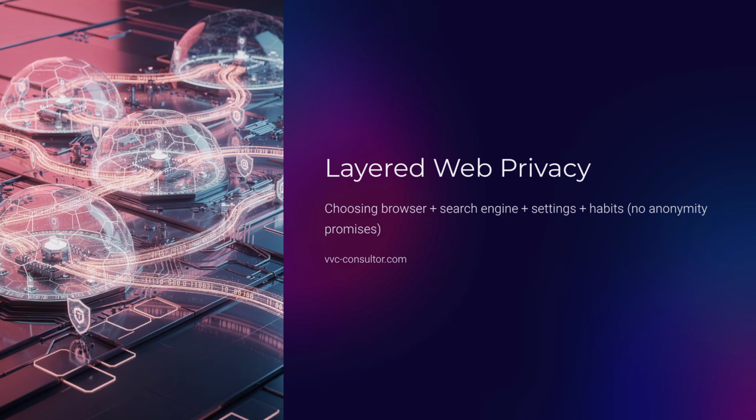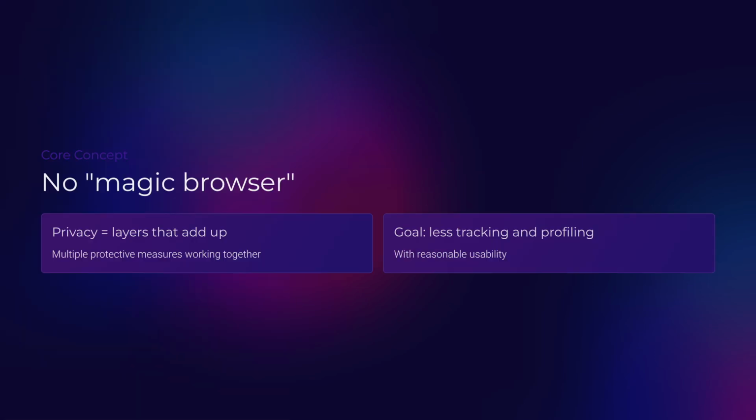This is a practical decision guide. You'll learn: 1. What actually changes when you separate your browser and your search engine. 2. Which tracking vectors matter, and which are distractions. 3. The minimum combo that improves privacy without wrecking usability. Let's build it layer by layer.